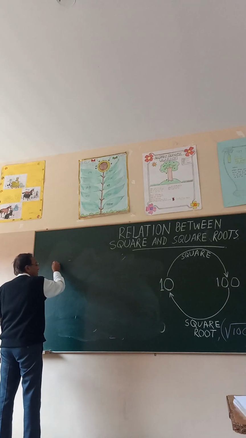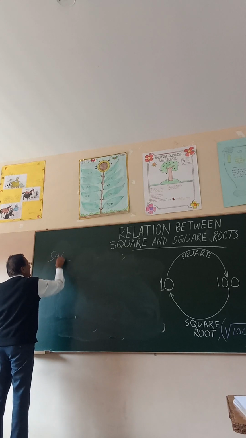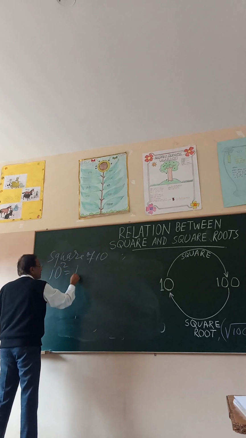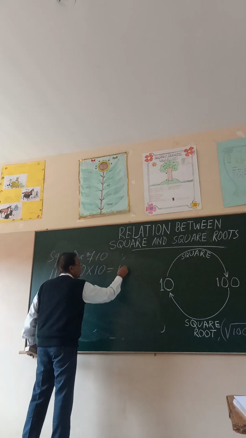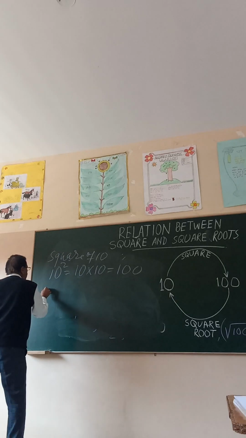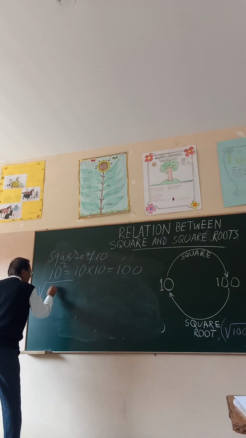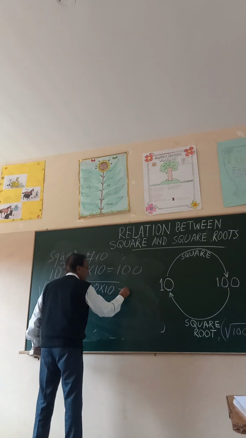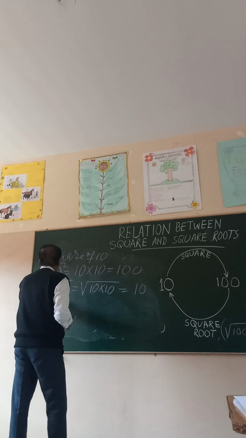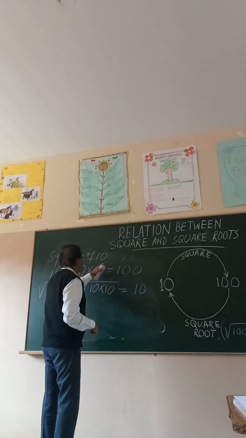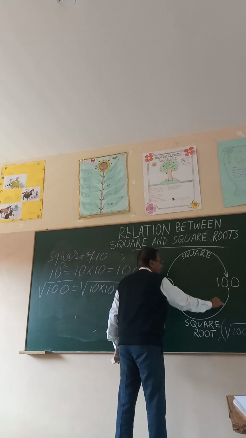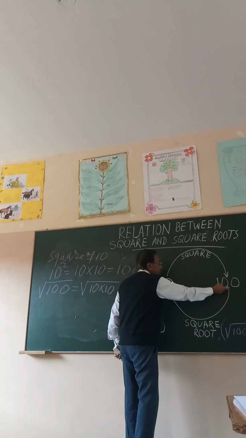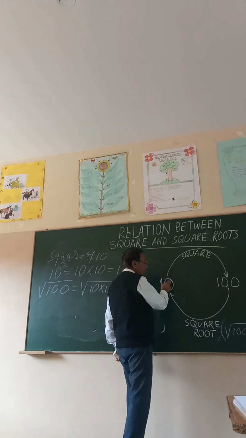Suppose, for example, the square of 10. 10 squared is equal to 10 into 10, which is equal to 100. But the square root of 100 is equal to the square root of 10 into 10, which is equal to 10. So the square root of 100 is 10, and the square of 10 is 100. In this figure, you can understand very clearly that the square of 10 is 100 and the square root of 100 is 10.